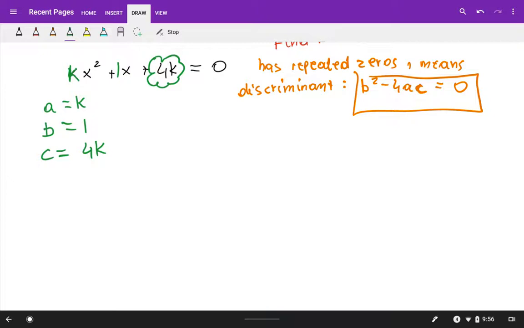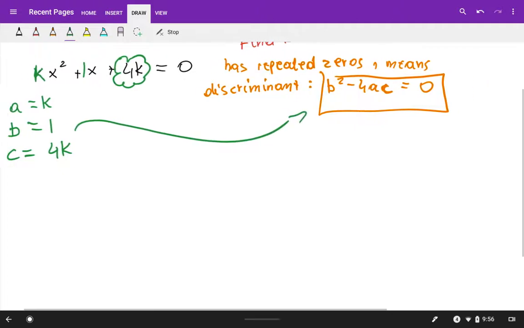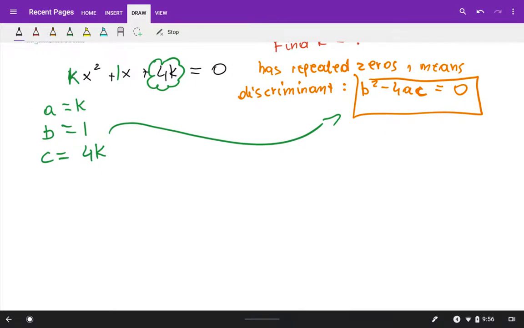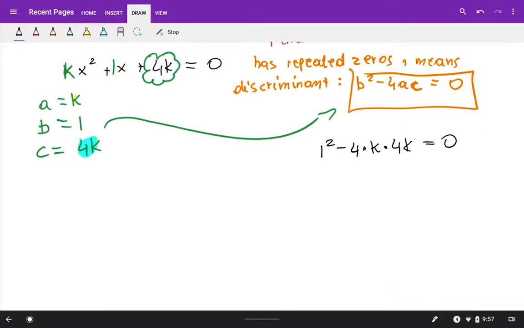So right here, we're going to calculate the discriminant. So b squared, where b is equal to 1. So we have 1 squared minus 4 times a. Again, a is k, times c, which is 4k. And that has to be equal to 0. Why is it 0? Because we know this quadratic equation has a repeated solution. So let's simplify. We have 1 minus 16k squared equals 0.